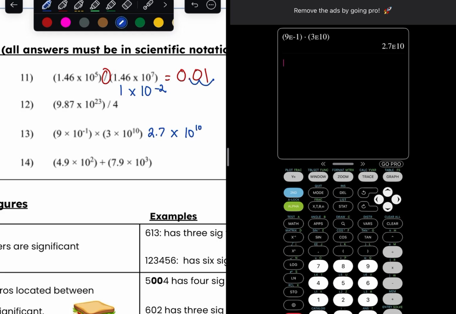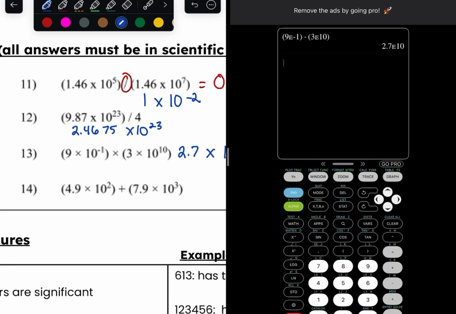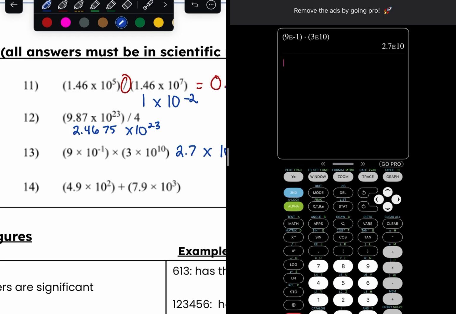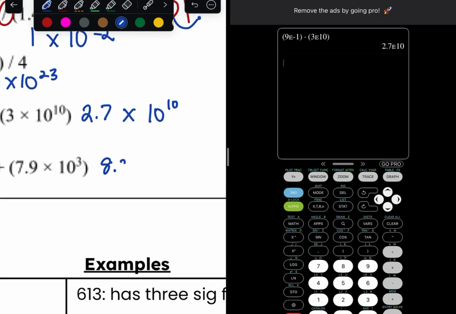All right. So for the other ones, I'm going to pause here, and then I'm just going to go over what the answers are and see if you got it right. If you did this correctly, this one should have come out to be 2.4675 times 10 to the 23rd. Now, that's a lot of digits. We'll learn in the significant figures lesson what to do with those digits and where to cut off and round them. And for this one, we should have gotten 8.39 times 10 to the 3rd.